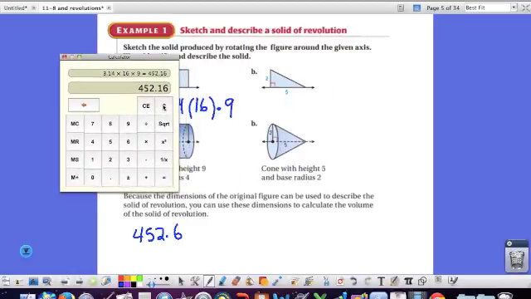Over here to our cone, this is going to be a circular base, so 2 is the radius, 2 squared is 4, times pi, which is 3.14, times the height, which is 5, and then since it's a cone, it has a pointy top, we divide by 3 for a volume of 20.9, and that's from a right triangle, which has an area of 5 being rotated 360 degrees.